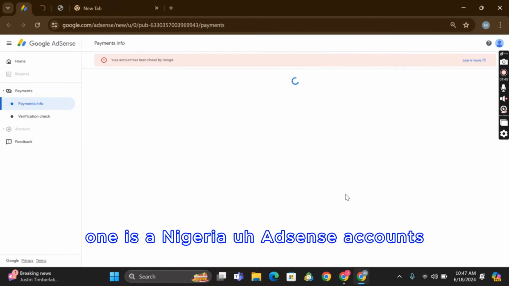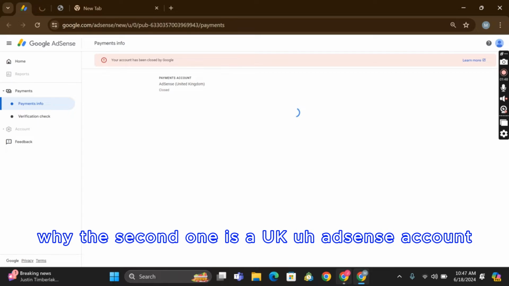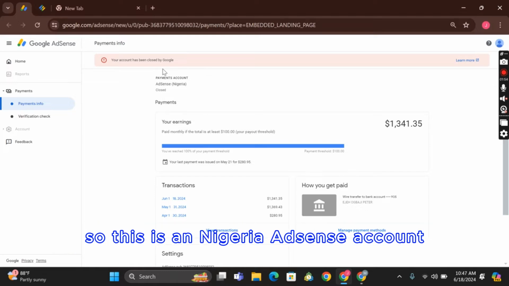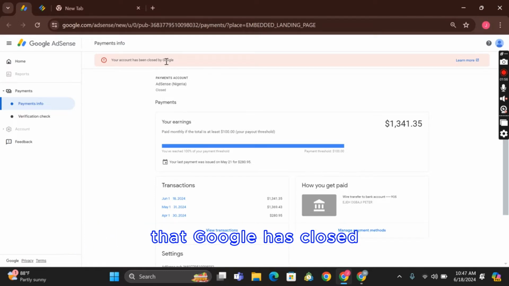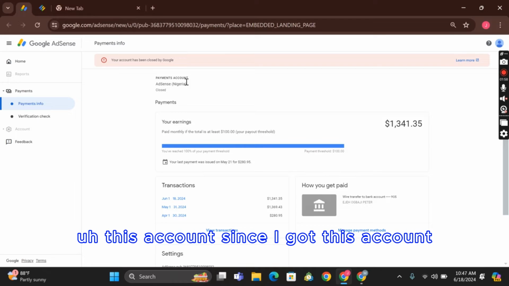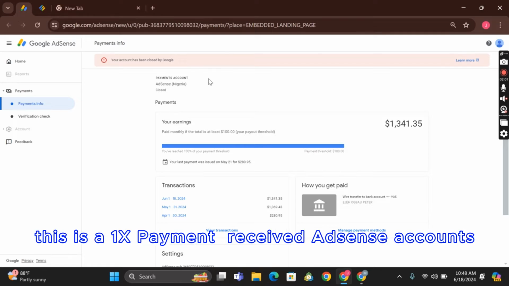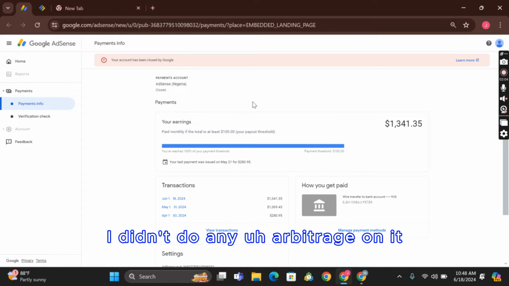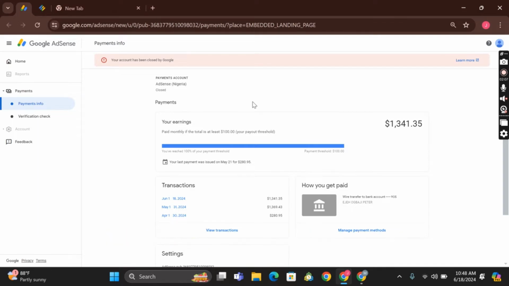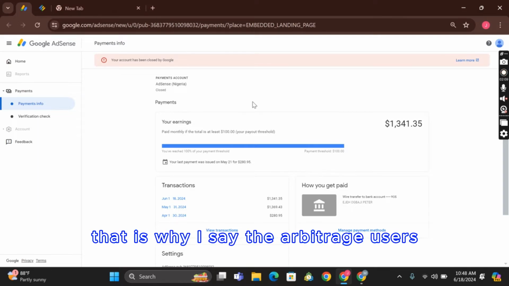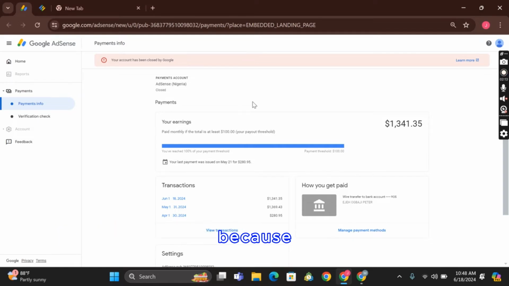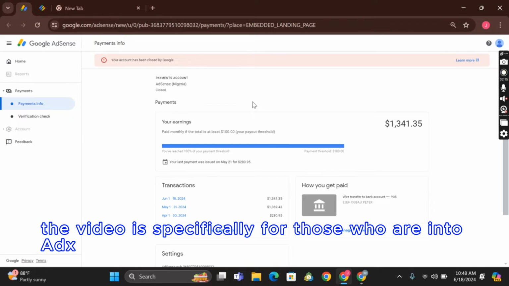One is a Nigeria AdSense account, while the second one is a UK AdSense account. I'll be starting with the Nigeria AdSense account, which Google has closed. This is a 1x payment received AdSense account. Since I got this account, I didn't do any arbitrage on it. That is why I say the arbitrage bloggers can slide to the next video, because this video is specifically for those who are into Adx loading.